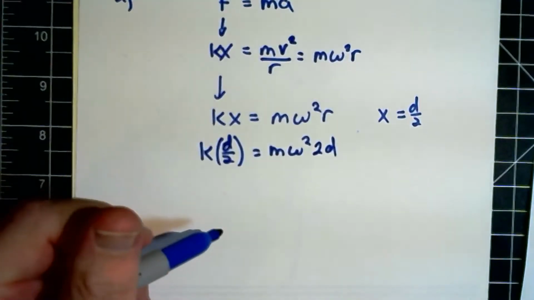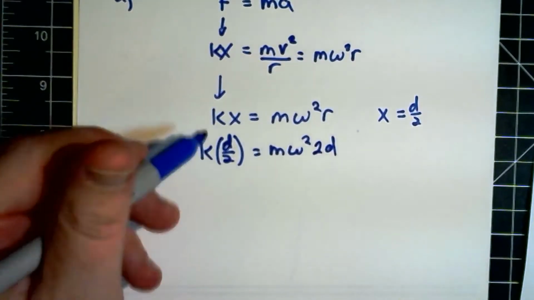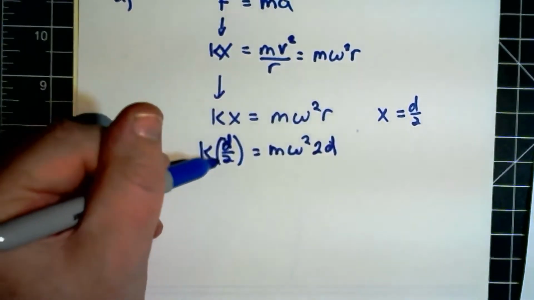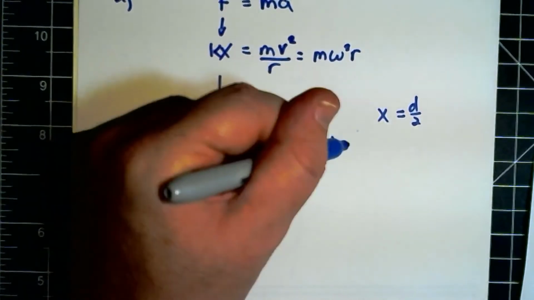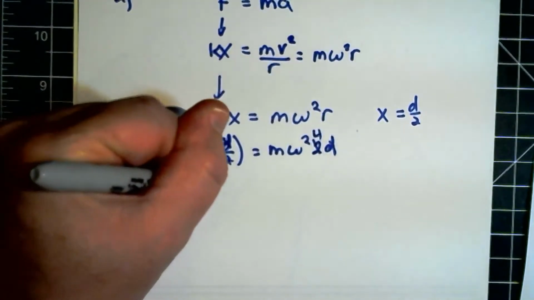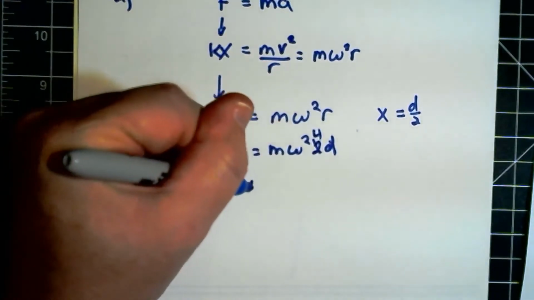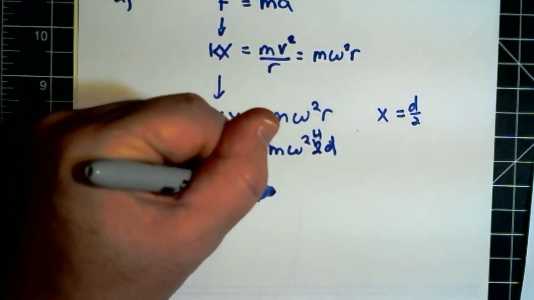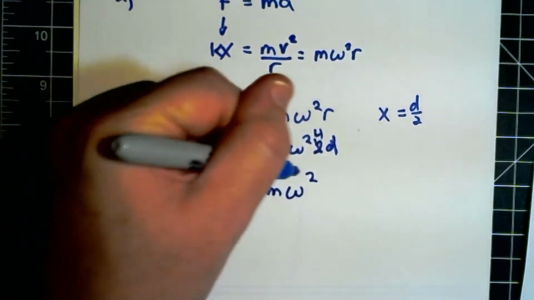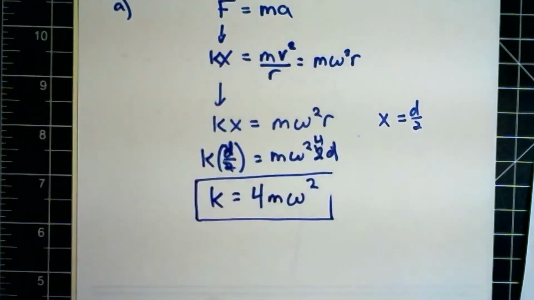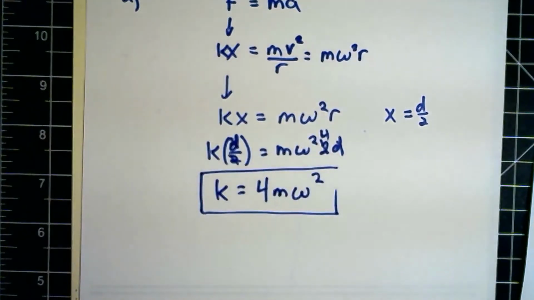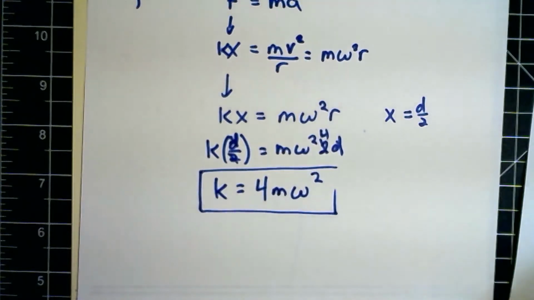2d. All right. So as you can see, the d term is going to cancel. I'm going to multiply by 2, and this is going to turn into 4. And so therefore, my spring constant is 4m omega squared. That's an expression for the spring constant. That was worth 3 points, plus 3.